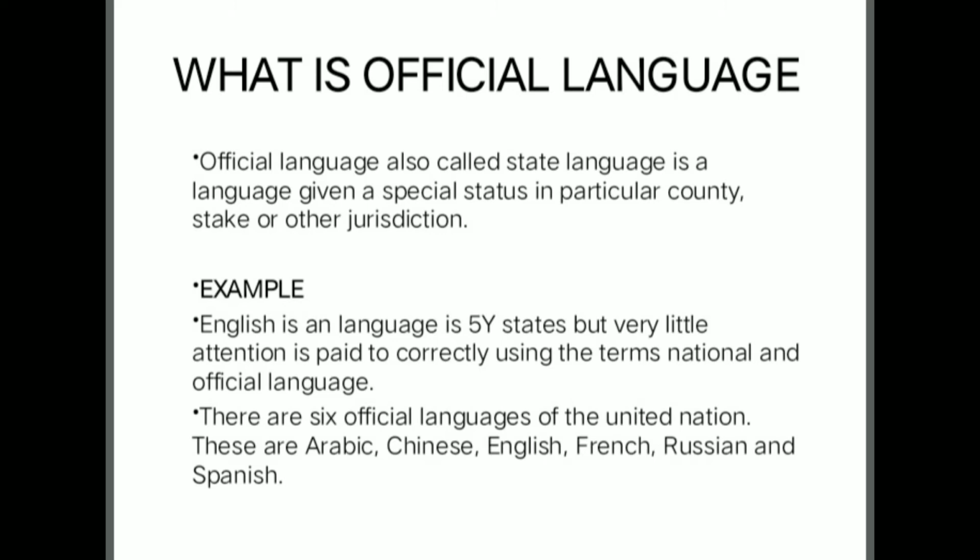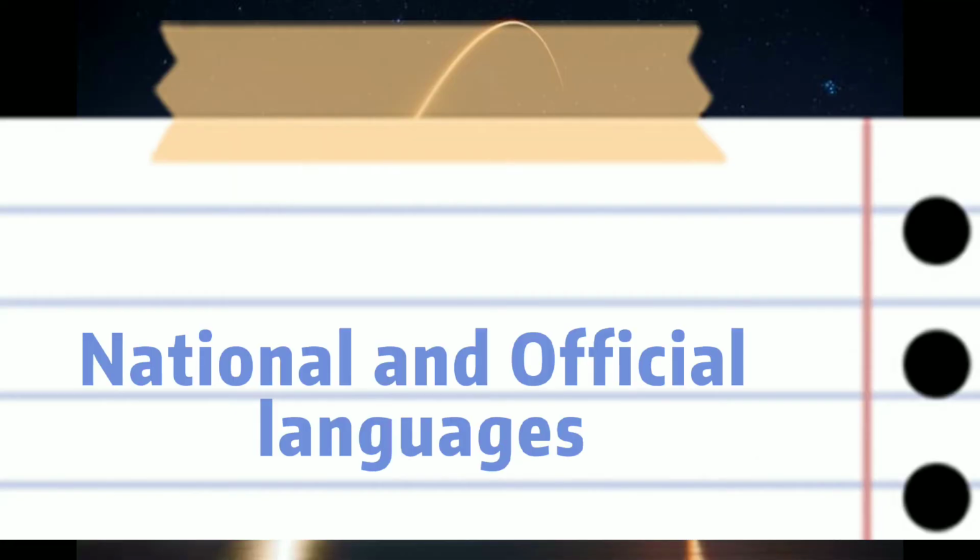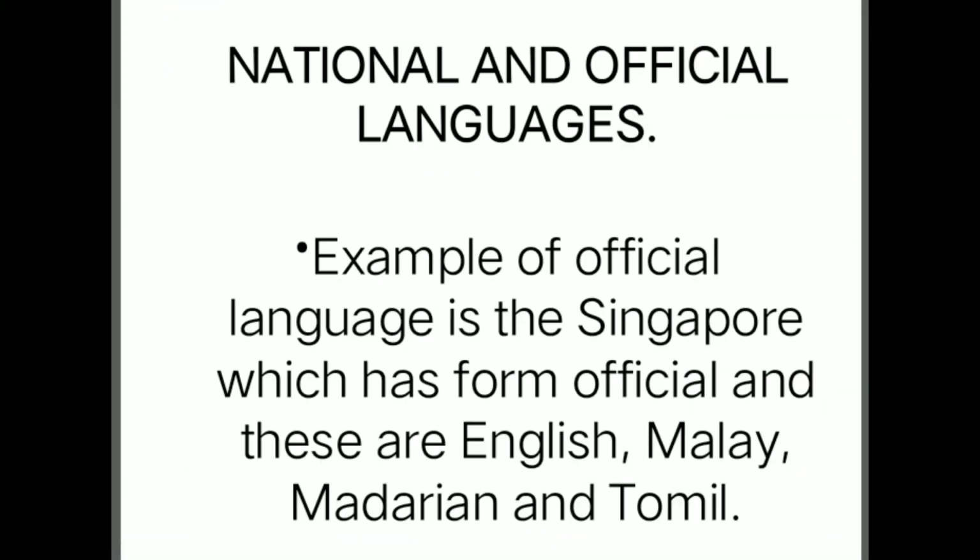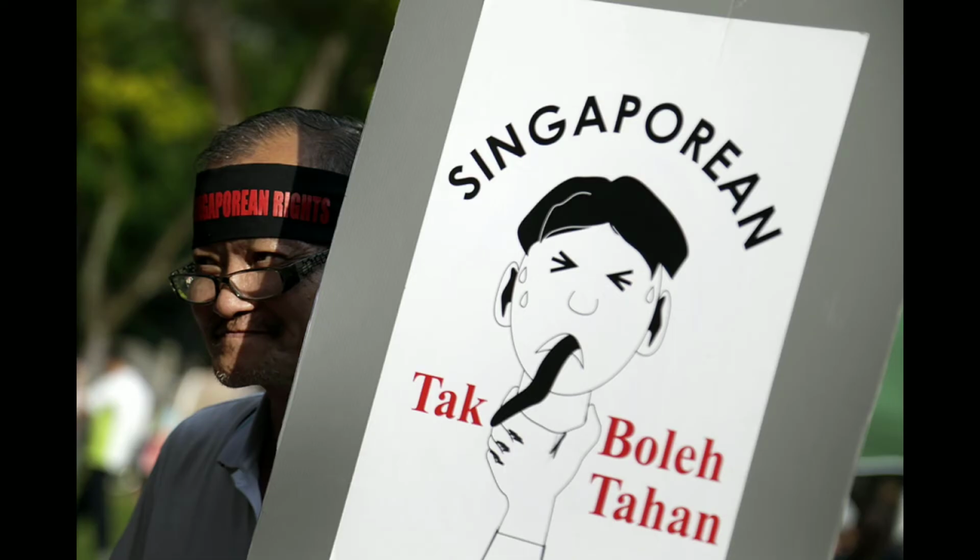Another, there are 6 official languages of the United Nations. These are Arabic, Chinese, English, French, Russian, and Spanish. Another example of official language is Singapore, which has 4 official languages, and these are English, Malay, Mandarin, and Tamil.